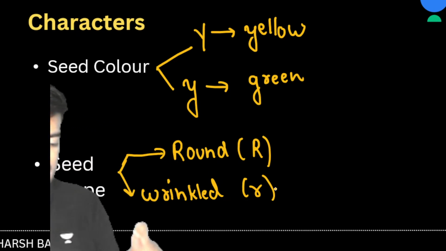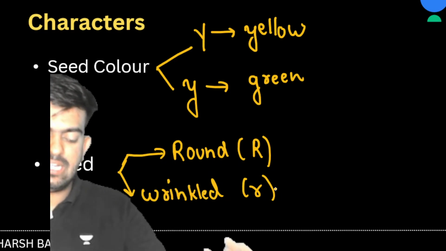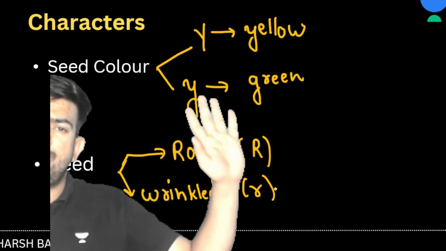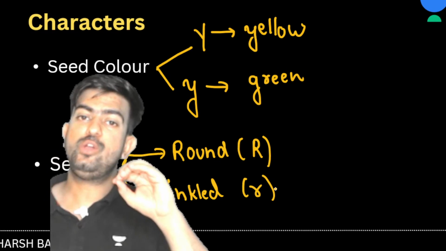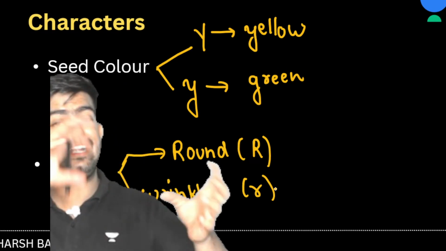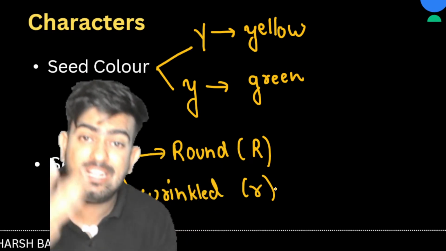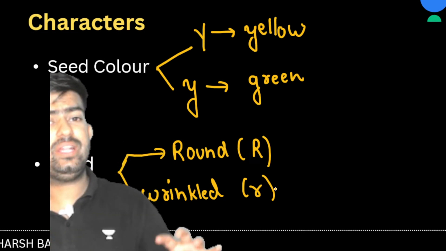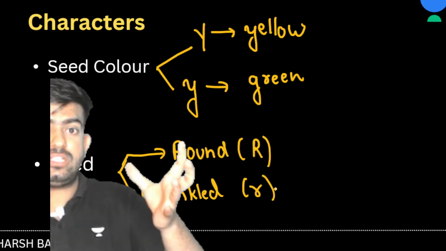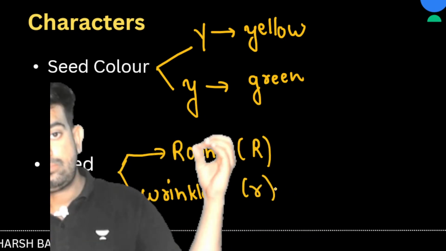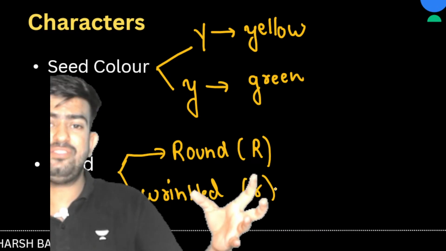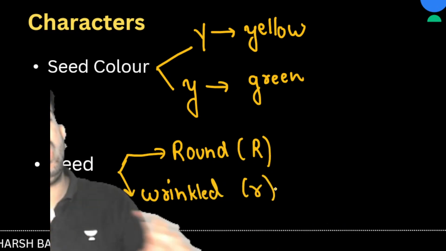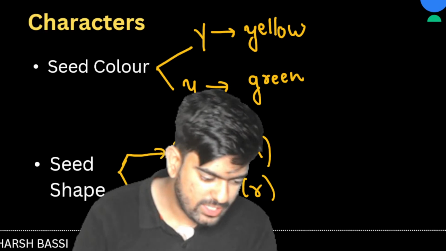So characters are clear, seed color is clear, seed shape is clear. Now we are going to study how seed color and seed shape are related: whether they are related or not, whether dominant seed color and dominant seed shape go together, or whether dominant and recessive characters can go together. All these things we are going to study. So for this we are going to perform a cross.